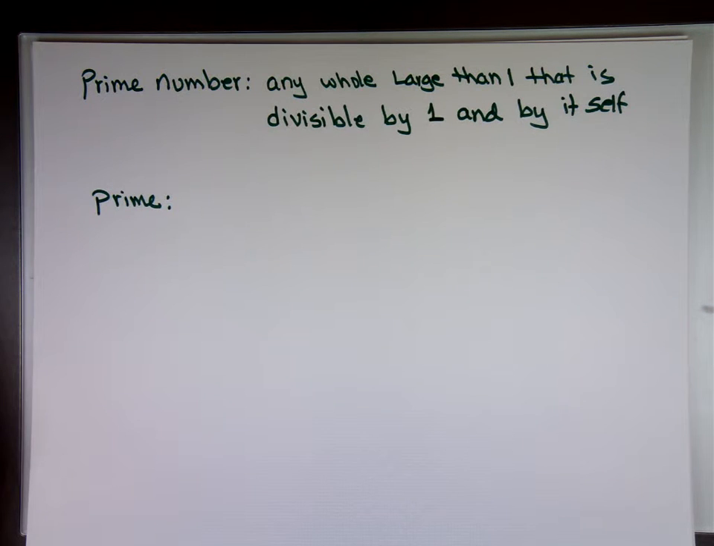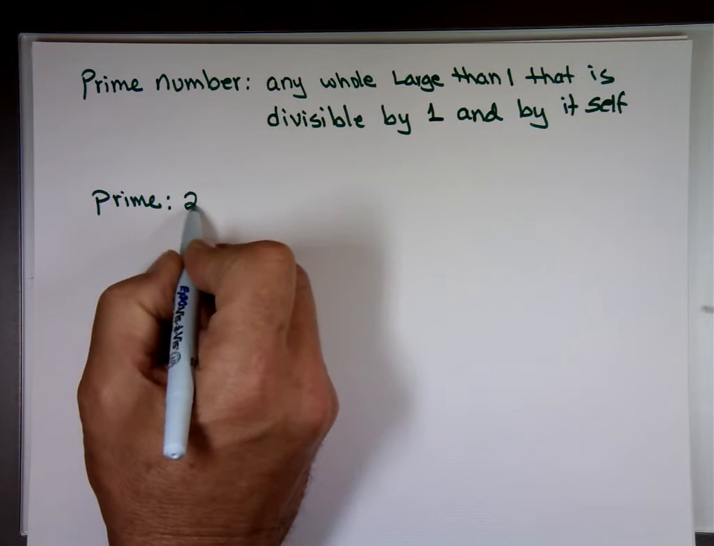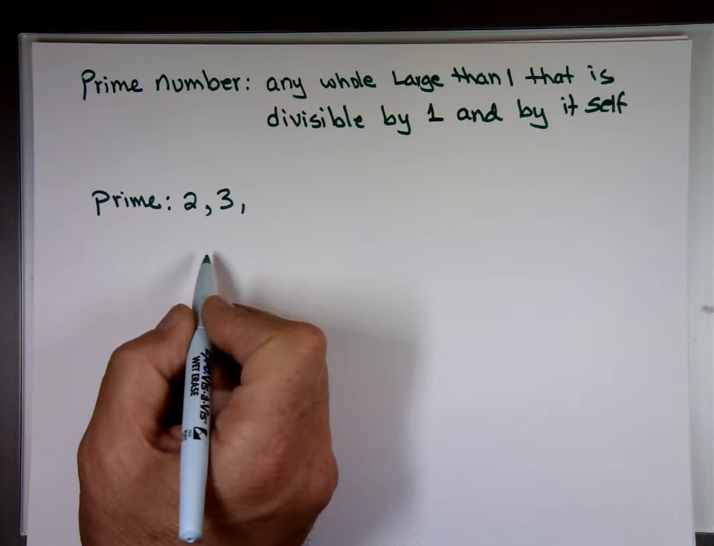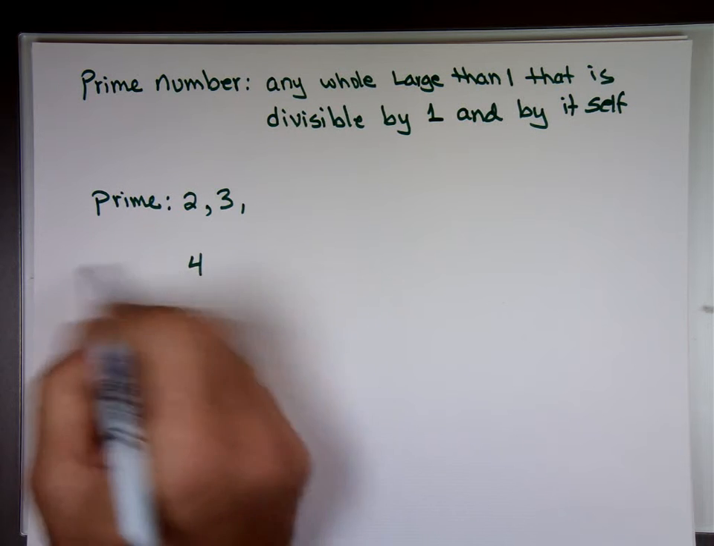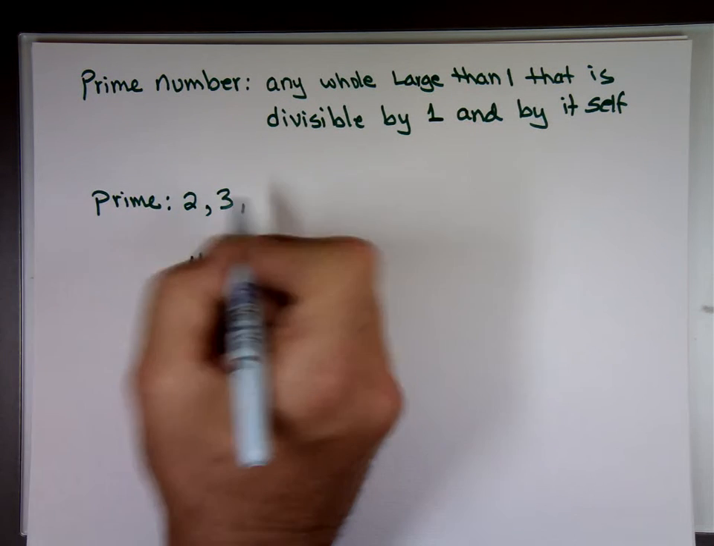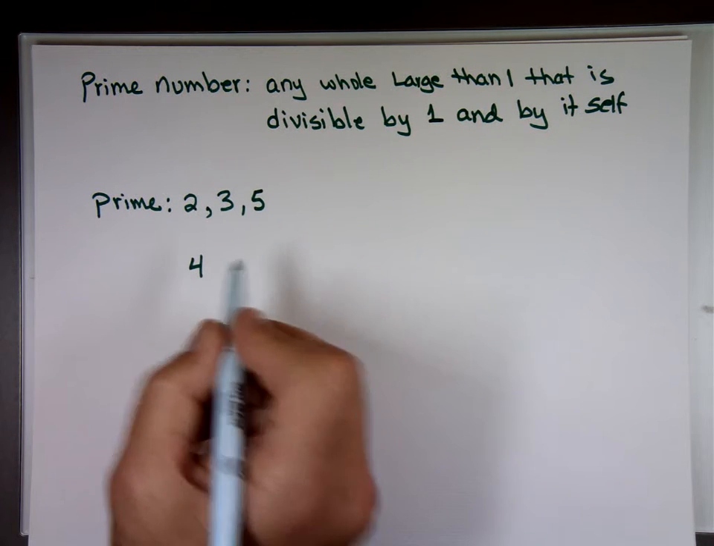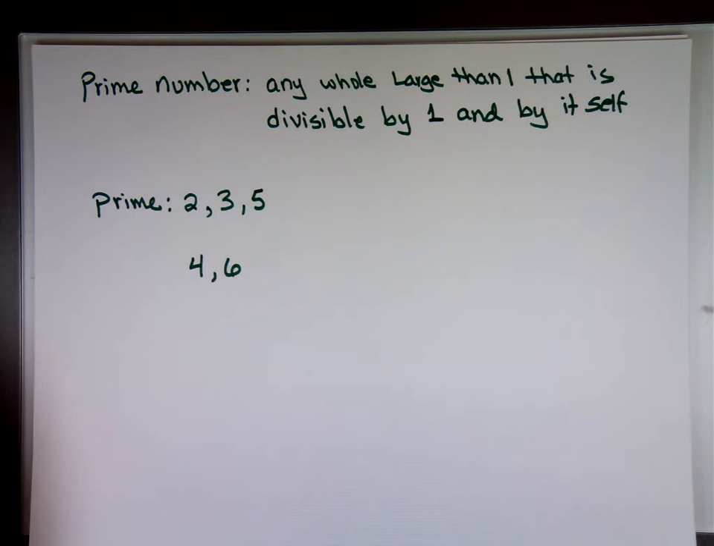Is 2 a prime number? Can you divide the 2 by anything except 1 and by 2? No. 2 is a prime number. How about 3? Is 3 a prime number? Yes, you can't divide 3 by anything except 1 and 3. Is 4 a prime number? No. Why? Because you can divide 4 by what? By 2. So 4 is not. I'm putting the not down on the bottom. How about 5? Yes, you can't divide the 5. How about 6? No, you can divide it by 2 and by 3.